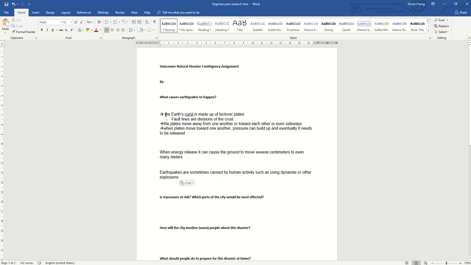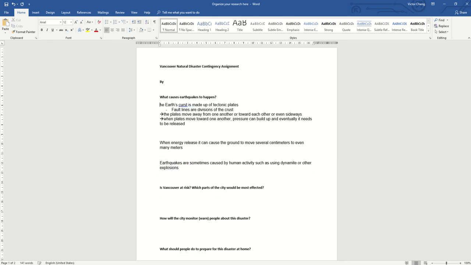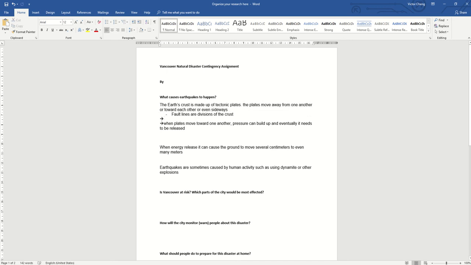Let's start with this information. This is important. The Earth's crust is made up of tectonic plates. Okay. The plates move away from one another or towards one another or even sideways.